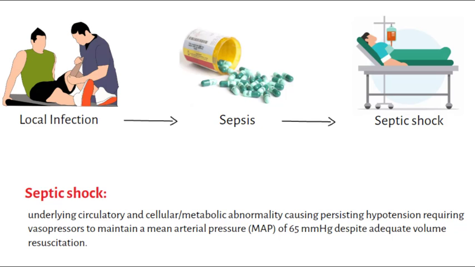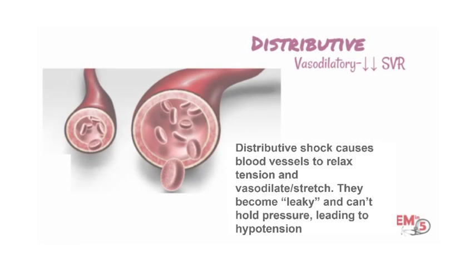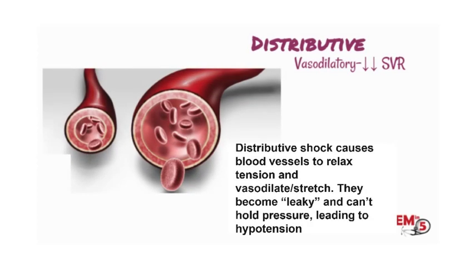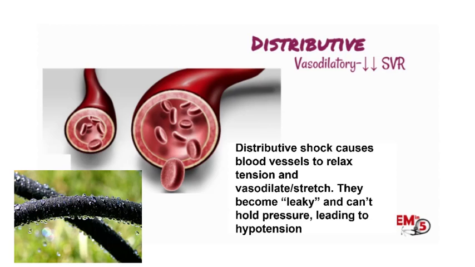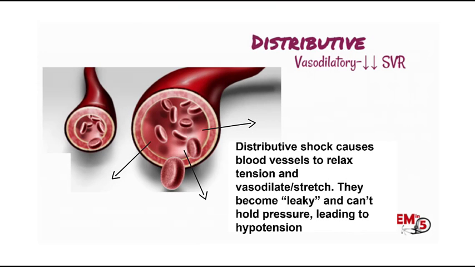sustainment of life. Septic shock is also called distributive shock because an inflammatory response to infection causes blood vessels to relax and lose tension. Compared to the normotensive blood vessel on the left, the blood vessel on the right has vasodilated or stretched and become leaky. Red blood cells are large enough to stay inside the blood vessels, but liquid leaks out or redistributes. Pressure drops inside the blood vessels, leading to hypotension.